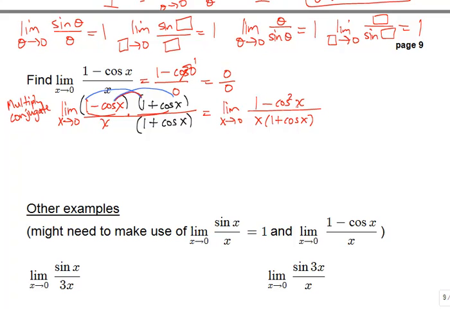1 minus cosine squared x should look familiar. Remember that Pythagorean identity, sine squared x plus cosine squared x equals 1. So if I were to subtract that cosine squared x to the other side, then this numerator is really the same thing as sine squared x. So I'm just going to do a little substitution.